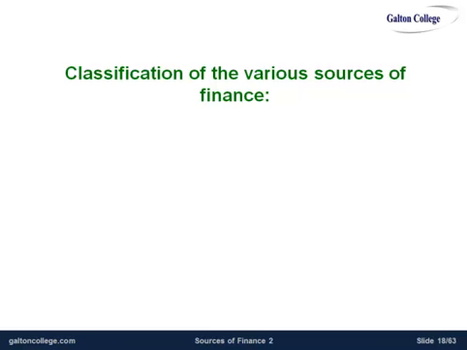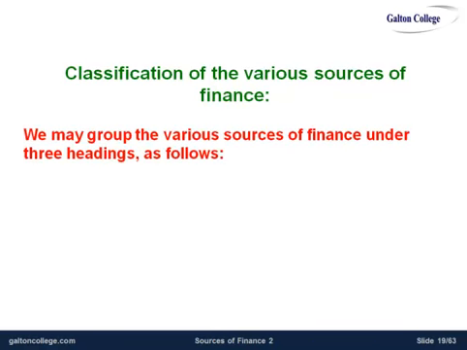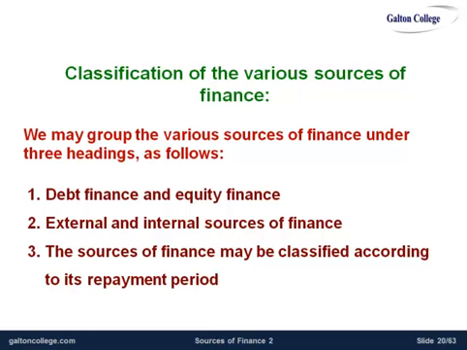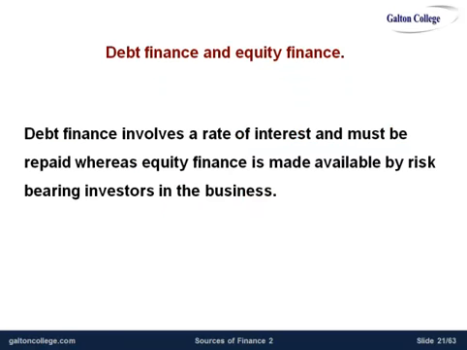Clarification of the various sources of finance. Well, we can group these under various headings. For example, debt finance and equity finance. We'll have a word about those in a moment. Then we have external and internal sources of finance, and we also have the sources of finance that may be classified according to the repayment period.